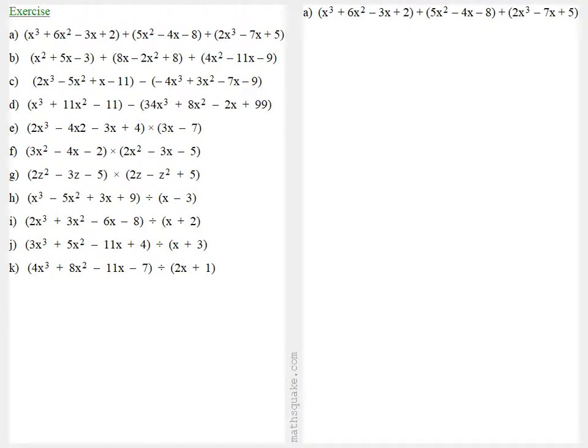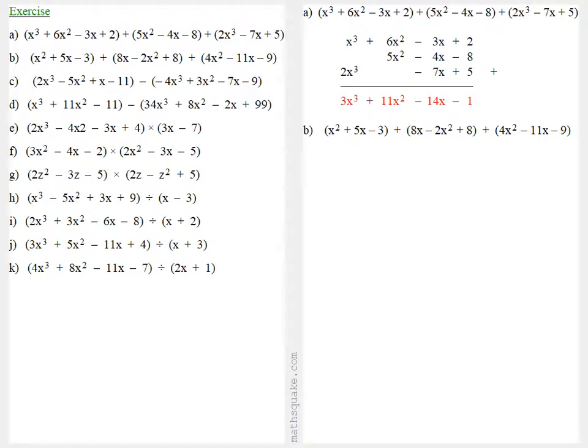In the first one we've got 3 polynomials which we've got to add, so I have written them down one above the other with the columns aligned correctly. And then when you add them up, x cubed plus 2x cubed is 3x cubed, 6x squared plus 5x squared is 11x squared, minus 3x minus 4x minus 7x is minus 14x, and plus 2 minus 8 plus 5 is equal to minus 1. So our solution is 3x cubed plus 11x squared minus 14x minus 1.